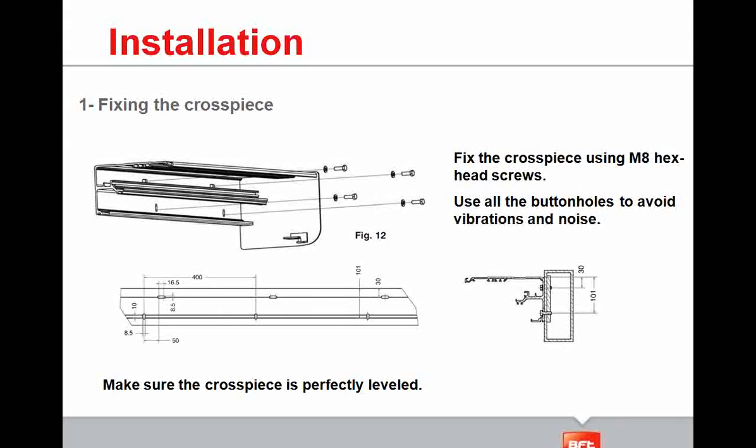Second step is to fix the crosspiece. To fix this, you have to use the screws that are inside the automation, and you must be sure that the crosspiece is perfectly leveled. It is the same thing you have to do also for the Vista SL and Vista SLC, so it's very important.